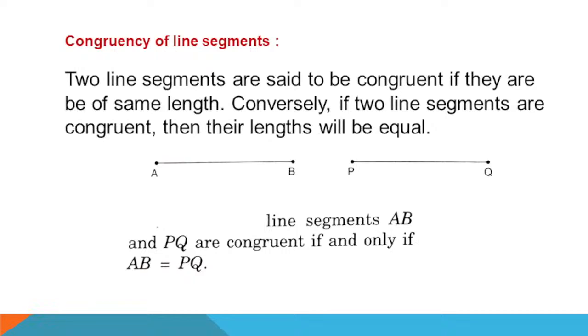Congruency of line segments. Already discussed. Two line segments are said to be congruent if they are of the same length. Conversely, if two line segments are congruent, then their lengths will be equal. Understood? Line segments AB and PQ are congruent if and only if AB is equal to PQ. Understood?